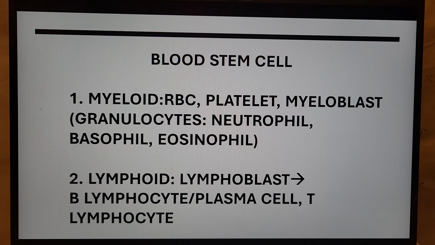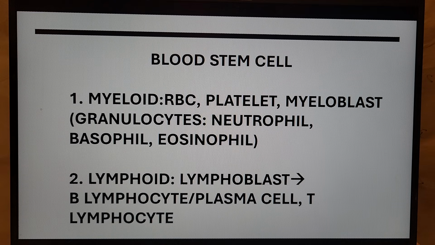So B lymphocyte, B plasma cell, produces antibody in the blood. This is for humoral or systemic immunity. T lymphocyte matures in the thymus. It is responsible for localized or cellular immunity and also rejects organ donation.